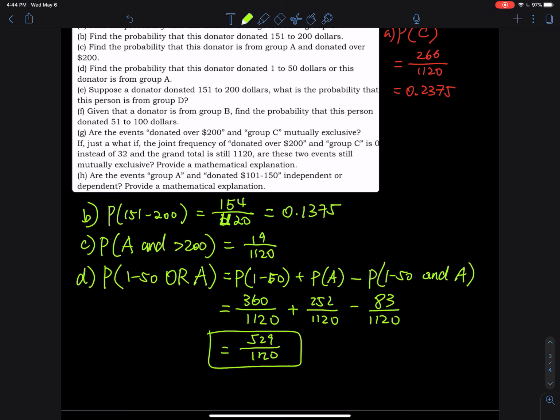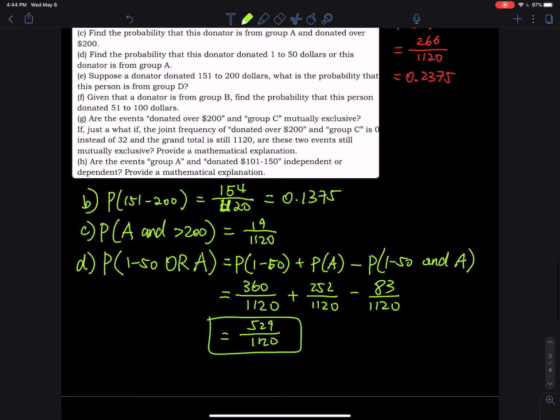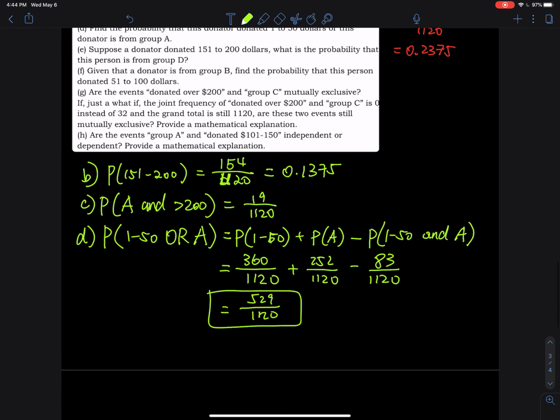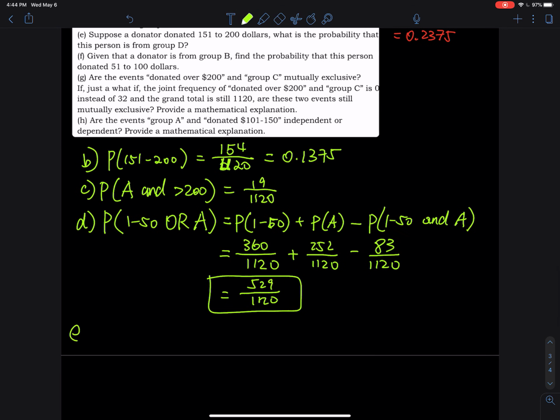So that is D, and then E is, suppose the donator donated that much, what is the probability that this person is from group D? Then this is a conditional probability. So E is the probability given, suppose means given, $151 to $200. What is the probability that this person is from group D? This problem is not hard. So let me show you the strategy.